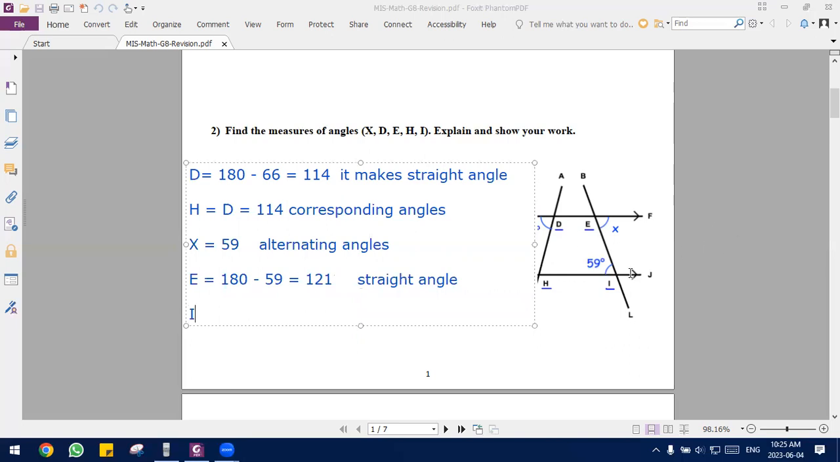Lastly, if I need to find I, again, if you check, E and I are on the same side, both of them on the left, and here we can create the F letter. So E and I are equal. We say I is equal to E, which is equal to 121. Again, the explanation is corresponding angles.